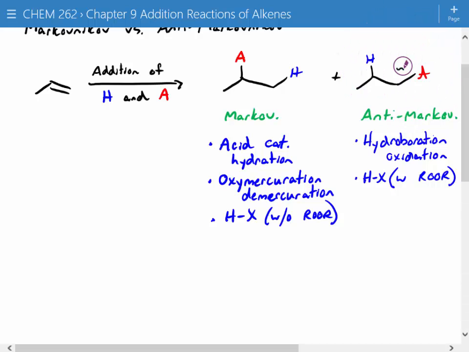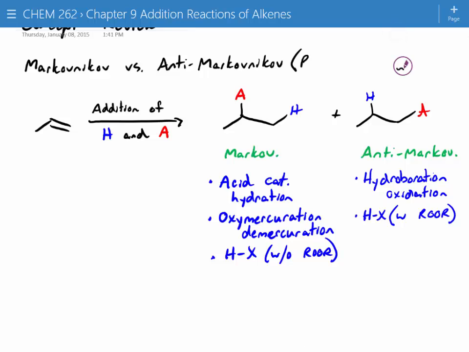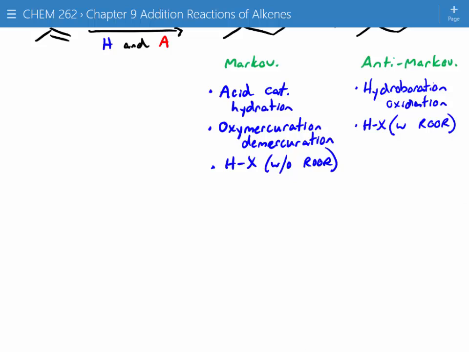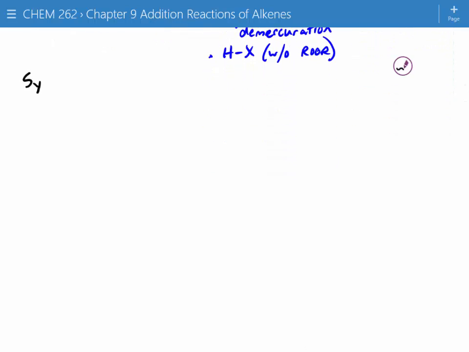Now there's some stereochemistry too. Markovnikov versus anti-Markovnikov deals only with regiochemistry. Regiochemistry means which carbon is the addition occurring at. Stereochemistry means which direction is it facing. So we talked about this quite a bit with syn and anti-addition, and this deals with stereochemistry.